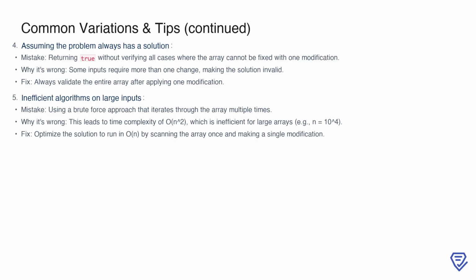Additionally, inefficient algorithms can become a significant issue, especially with large inputs. Using a brute force approach that checks every possible modification leads to a time complexity of n squared, which is impractical for arrays with thousands of elements. To address this, strive for an O(n) solution by scanning the array once and focusing on a single modification. This approach is both faster and more scalable.